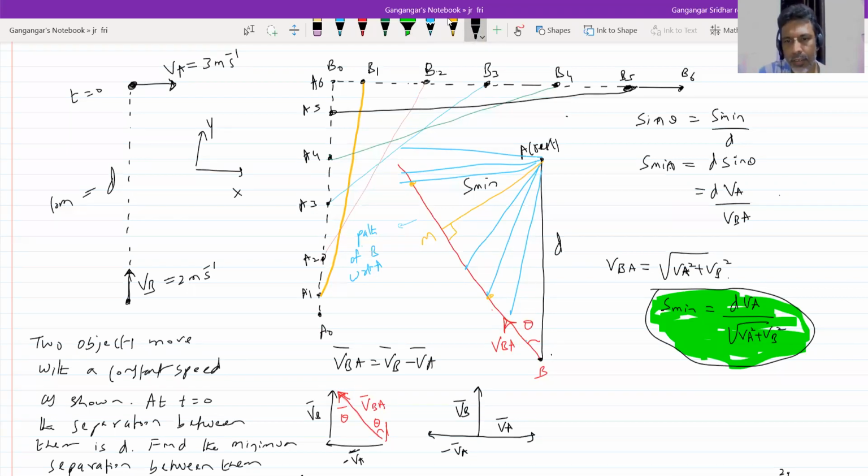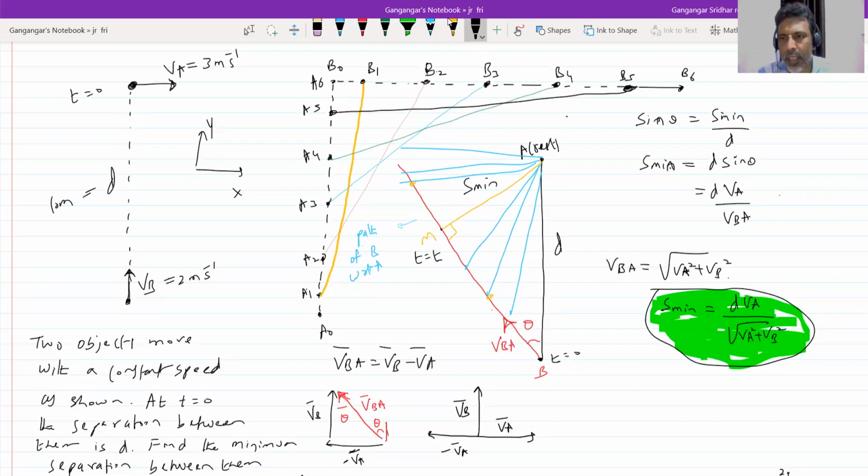This is t equal to 0, the person B is here. And at this particular time, the B will be at M. Okay, now this time has to be determined. For that, what is VBA? Is it a constant or variable? VBA will be constant, no? VA and VB are constant, so VBA is constant. So what type of motion will VBA describe along BM? Uniform velocity motion.